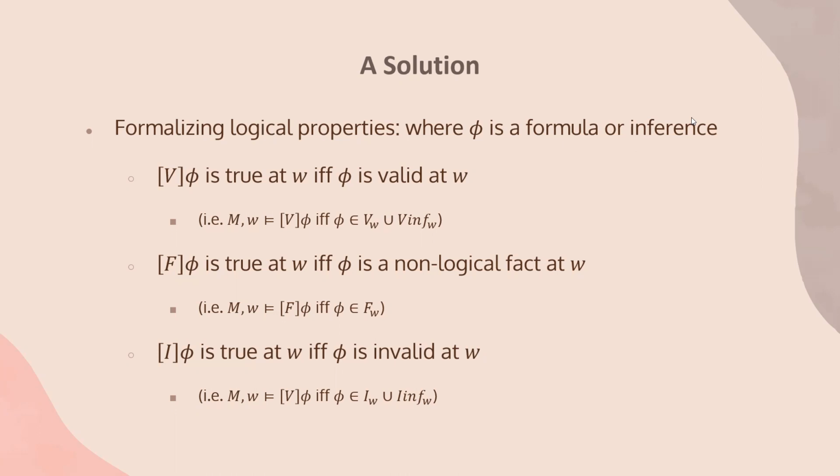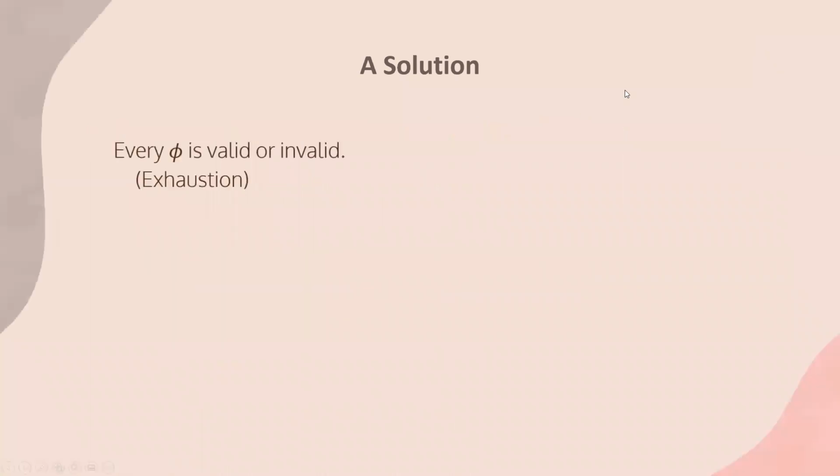But we can impose some extra conditions that make this more strict. So some of these conditions are as follows. We could require that every formula or inference at a world is valid or invalid. This is sort of an analog to the law of excluded middle. We could require that no formula is both valid and invalid. This is sort of analogous to a law of non-contradiction. And depending on what logics you're dealing with, these additional restrictions might not be appropriate to impose.